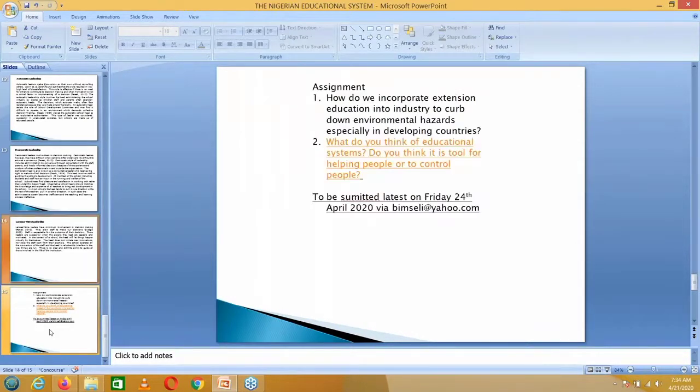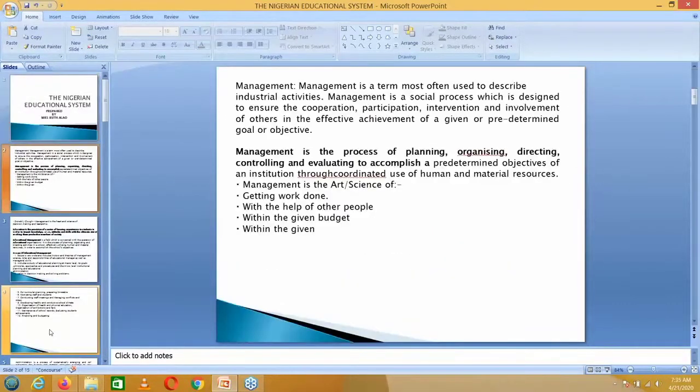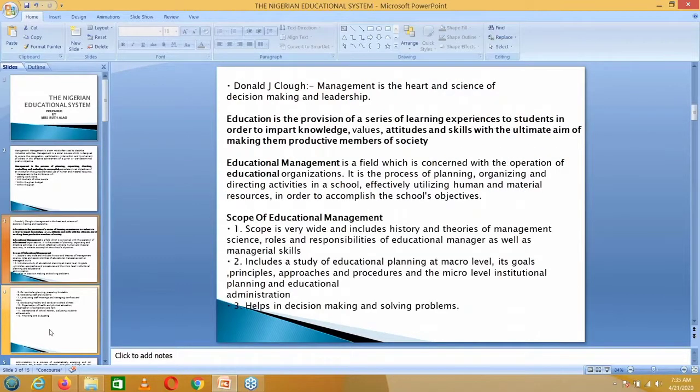Now let me go through the slide again. We talked about management, which is the social process designed to ensure cooperation, participation, and intervention within an organization. It's also the process of planning, organizing, directing, controlling, and evaluating to accomplish an objective. So there is always an objective to be achieved in any form of management.